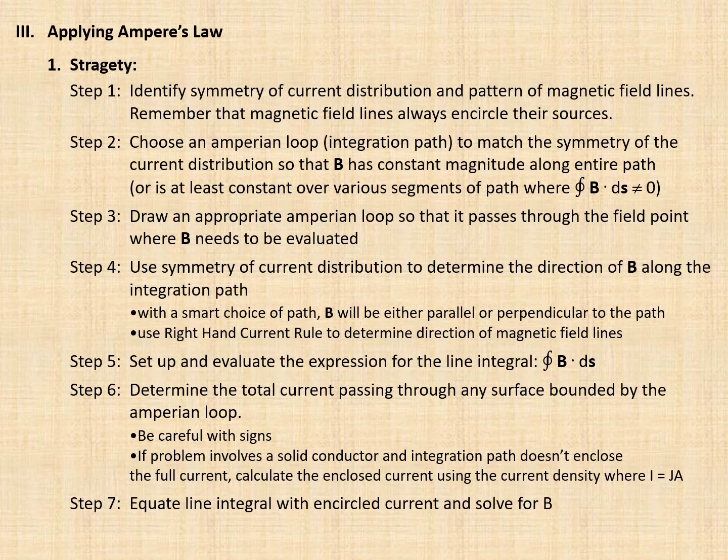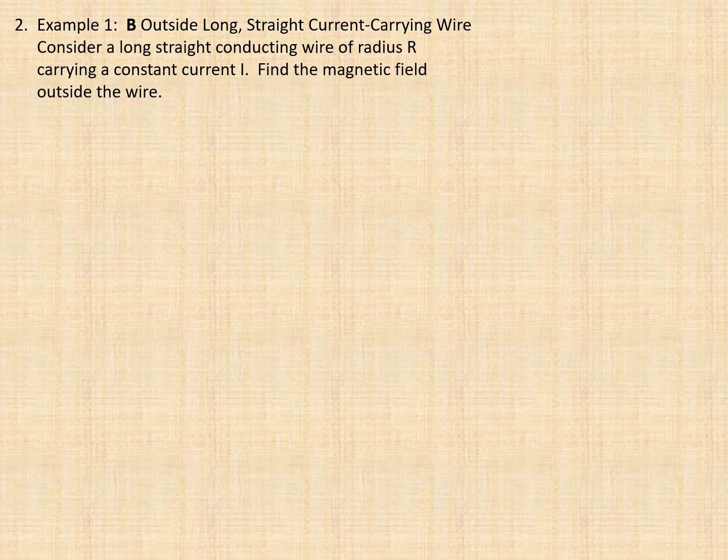And finally, we equate the line integral, that is the left-hand side of Ampere's law, with the encircled current, the right-hand side of Ampere's law, and of course multiply by that proportionality constant mu naught. And once doing so, we can then solve for B. So we'll start by applying Ampere's law to a problem we solved previously using the Biot-Savart law. Hopefully you'll see how much easier it is to apply Ampere's law than the Biot-Savart law.